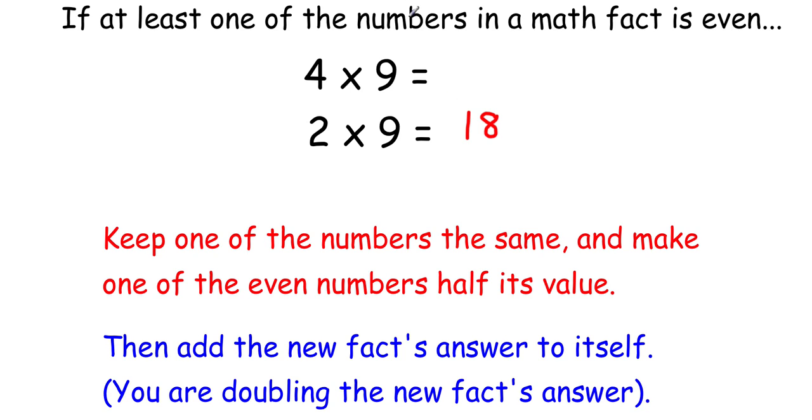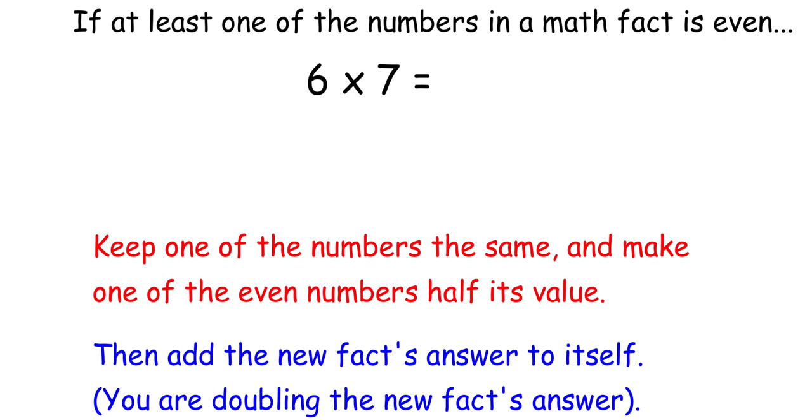4 times 9. Well, in order to figure out what 4 times 9 is, I now take the new fact's answer, and I add it to itself. So I'm going to add 18 to 18. And I would get 16 and carry the 1, 36. So 4 times 9 is 36. That's essentially the strategy that we're teaching here.